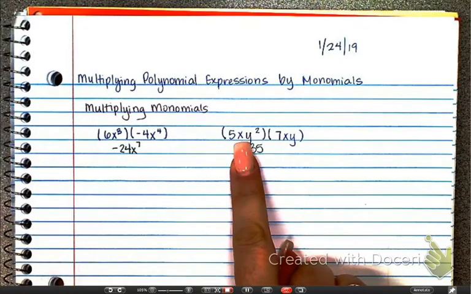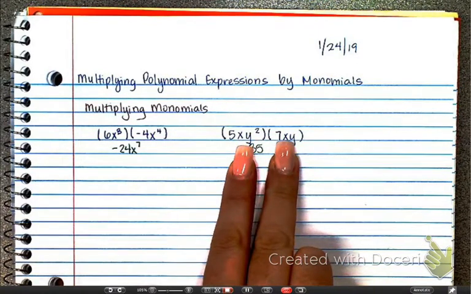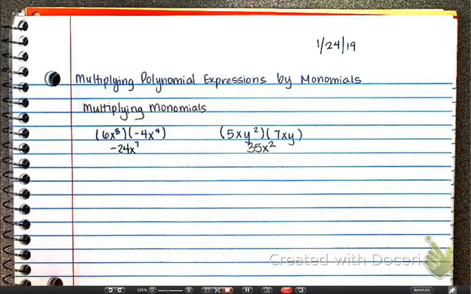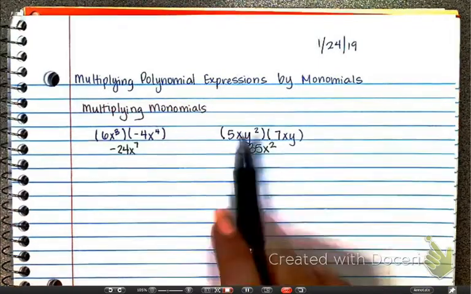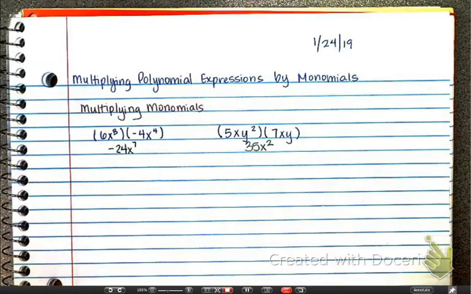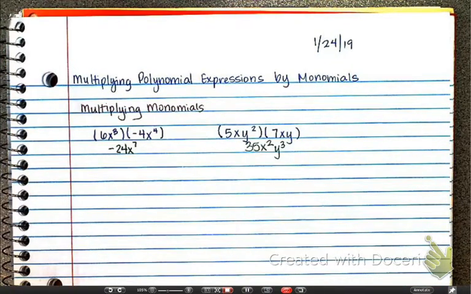There is one x here, so x to the first. And there is one x here, x to the first. So 1 plus 1 gives me 2 x's, or x squared. And then I have 2 y's plus another y for a total of 3y. So you should have 35x squared y to the third. Okay, so again, multiplying a monomial times a monomial. A single term times a single term, because now we're going to go into monomials times polynomials.